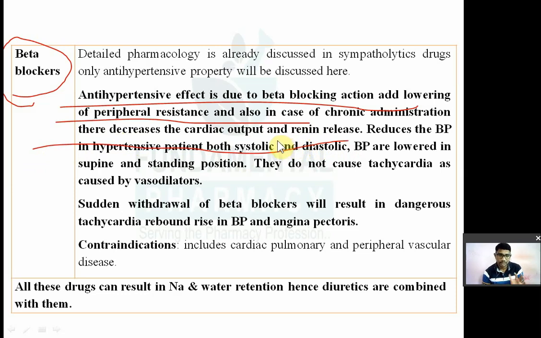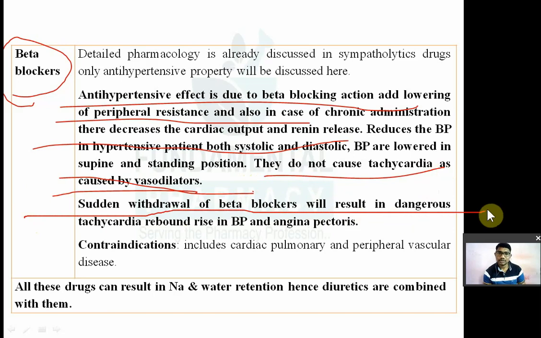Beta blockers reduce the BP in the hypertensive patient; both systolic and diastolic blood pressure is lowered. Okay. In the supine as well as standing position. जब आप सोते हो या फिर खड़े रहते हो उस दोनों पोजिशन में ये ब्लड प्रेशर कम करेगा. They do not cause tachycardia as caused by vasodilators. Sudden withdrawal of beta blockers can result in dangerous tachycardia and rebound increase in the blood pressure in angina pectoris. Contraindication क्या है?